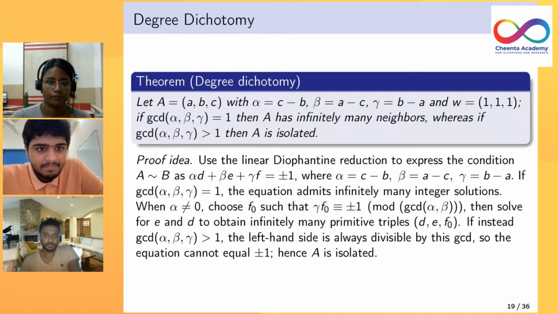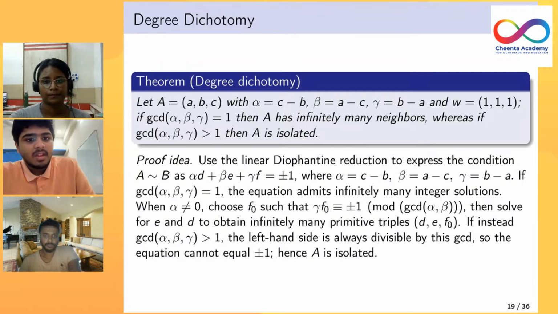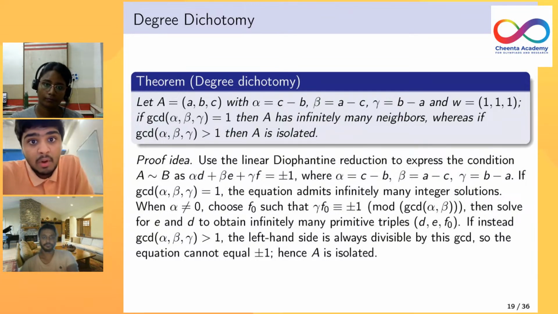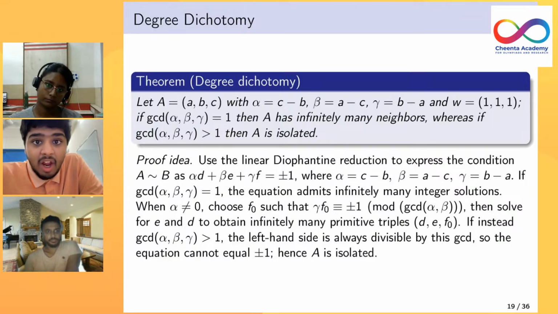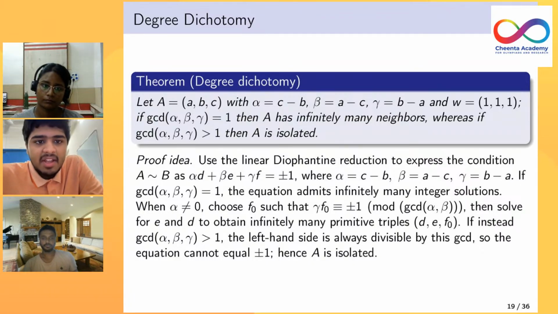Next slide, please. This is one of the main theorems put out in this presentation. Using the linear form, we obtain a dichotomy for degrees. A dichotomy is a set of only two possibilities: either vertices are infinitely connected or vertices remain isolated. So using the linear form, if A is equal to (A, B, C) and W is (1, 1, 1), if the GCD of alpha, beta, gamma is 1, then A has infinitely many neighbors. If the GCD of alpha, beta, gamma is greater than 1, then A is isolated.